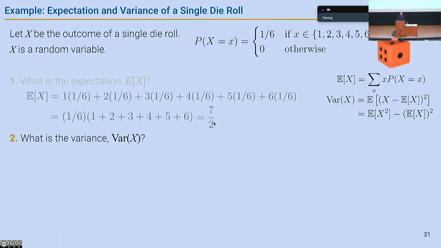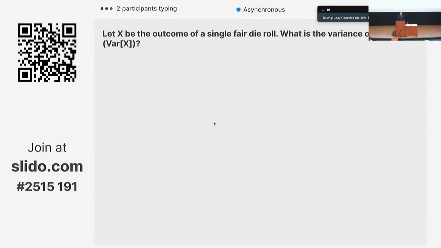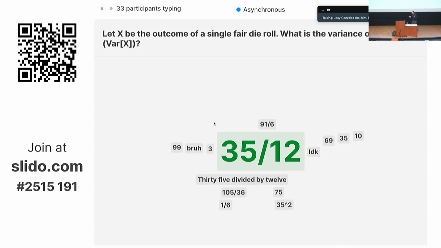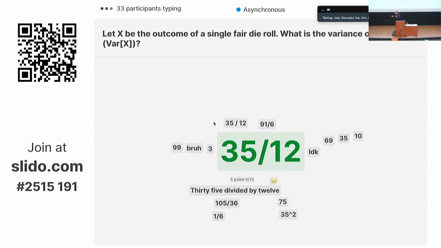Do I get the same Slido again? Okay, here we go. What is the variance? How do I calculate the variance of this die? So you might want to use that computational formula. Remember, the computational formula is the expectation of x squared minus the square of the expectation of x.